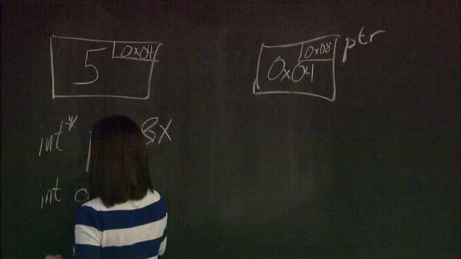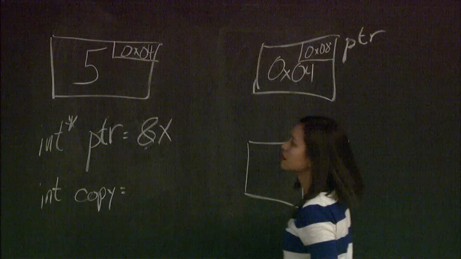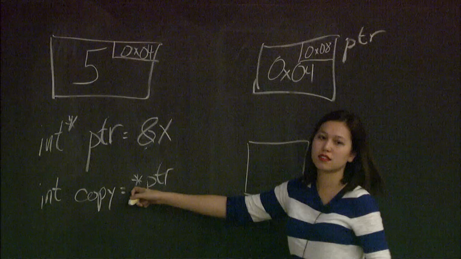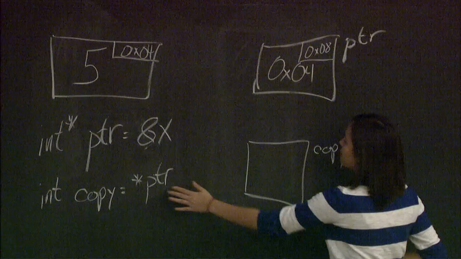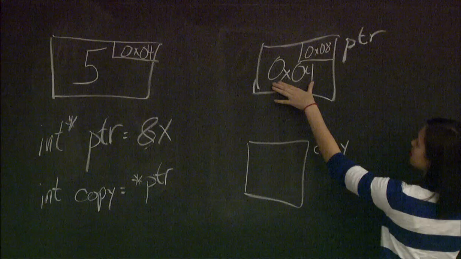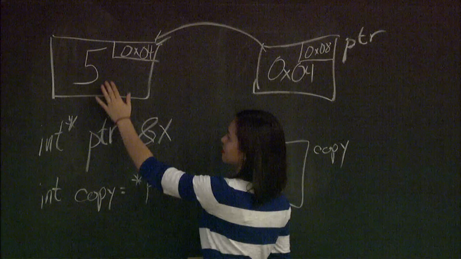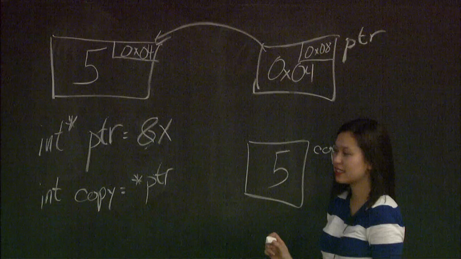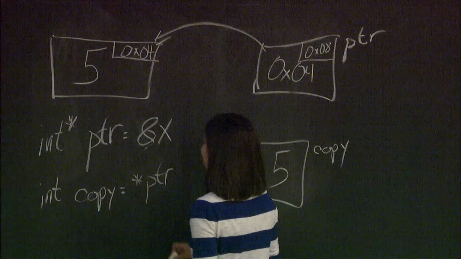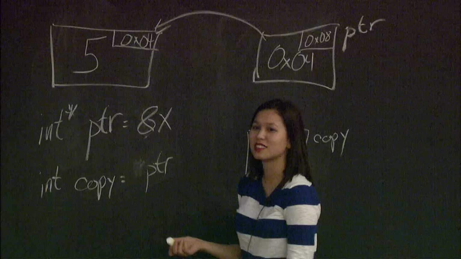And then if we have some int copy, this just creates some other box that holds an int called copy. And if we assign it to this, so this is dereferencing it. It says go to whatever address pointer holds. Pointer holds this address. So we go over here and we say, what's in it? It's 5. So copy becomes 5. Make sense? What if I tried to assign this to just pointer? What does pointer actually equal?